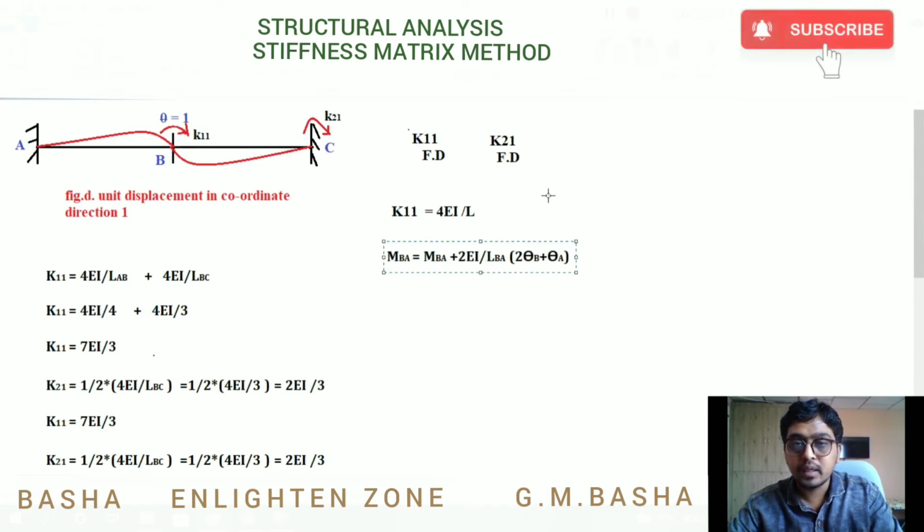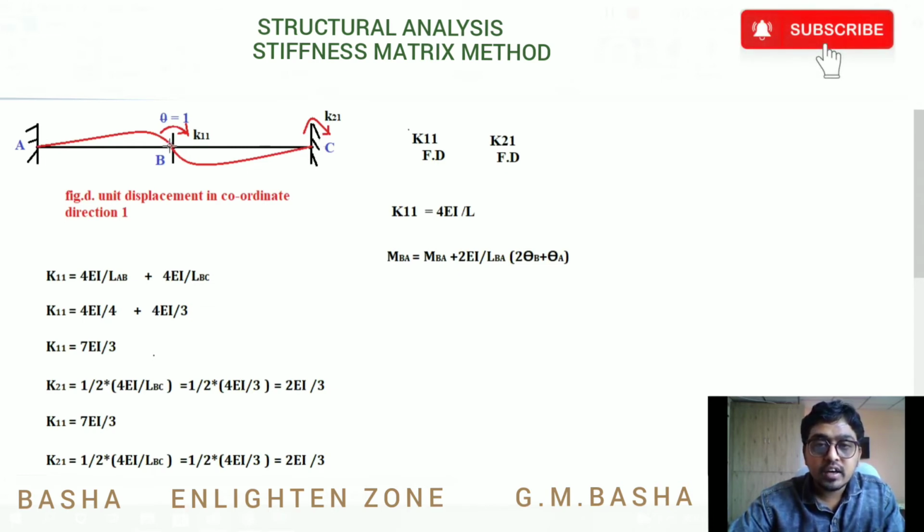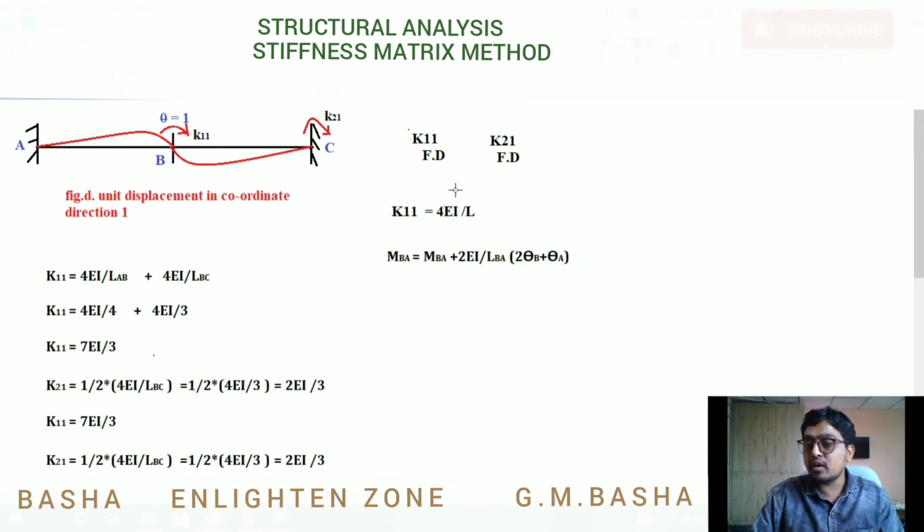See here, both A and C will be fixed. So if I am applying the unit moment, what happens? I am directly telling 4EI by L. So somebody may have a doubt: how will this 4EI by L come here as a unit value?